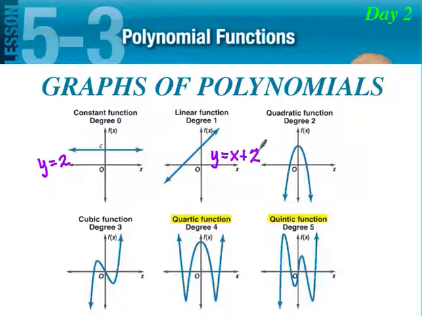Cubic functions, degree 3. That's an example of what it looks like. That's not the only thing it can look like. A cubic function can also look like this. It can also look like this, depending on how many roots you have. A quartic function is degree 4. That's going to look like a W or an M, depending on what you have. It can also look different as well, depending on the roots.